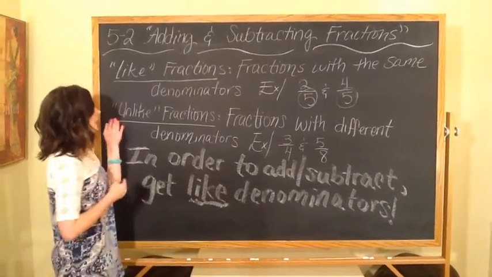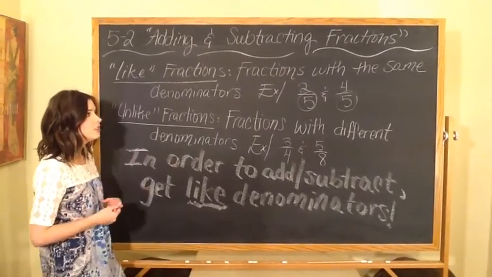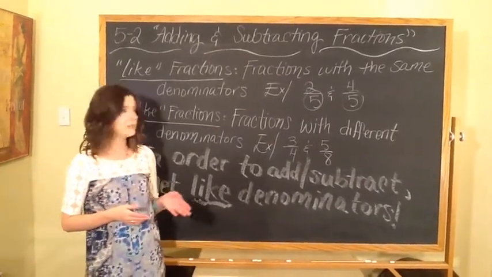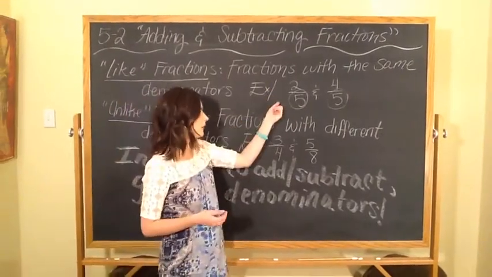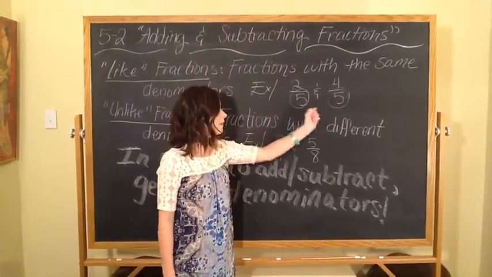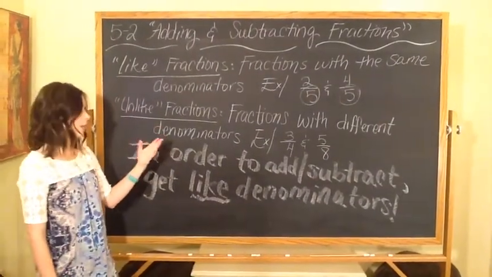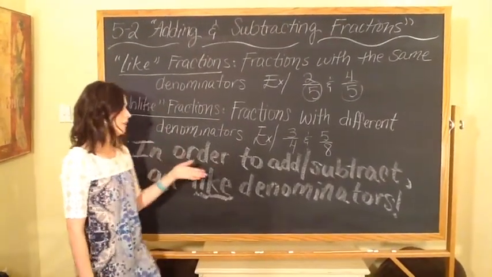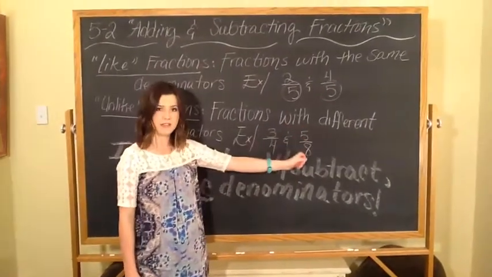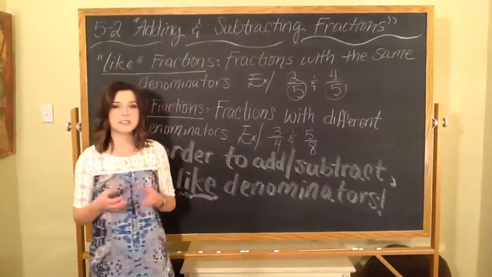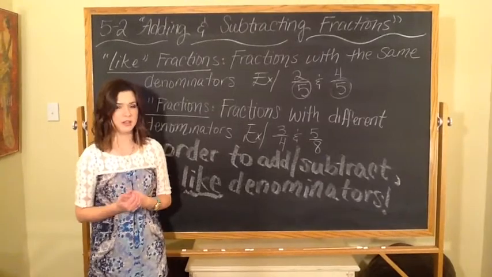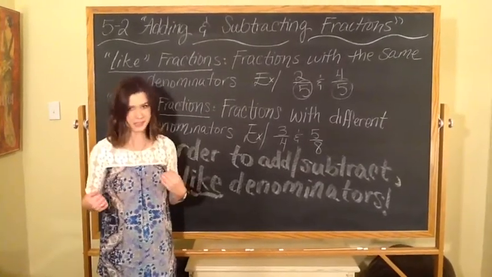First of all, like fractions. Like fractions are fractions with the same denominators. So an example would be like 2/5 and 4/5. They're like because the denominators are the same. Unlike fractions are the opposite. They're fractions with different denominators, like 3/4 and 5/8. So basically, the denominators tell you if it's like or not. So if they're alike, then it's like. If they're not, then it's not.